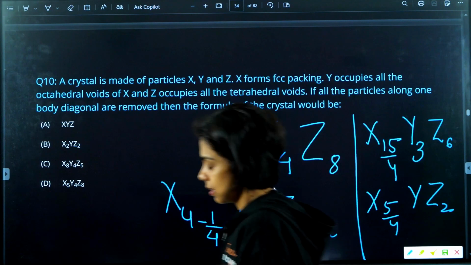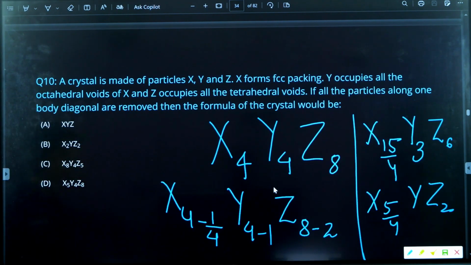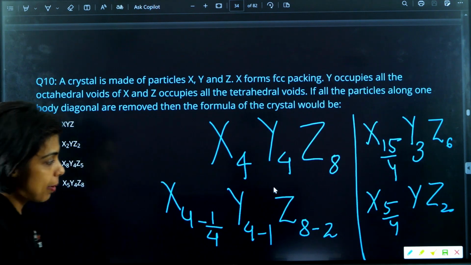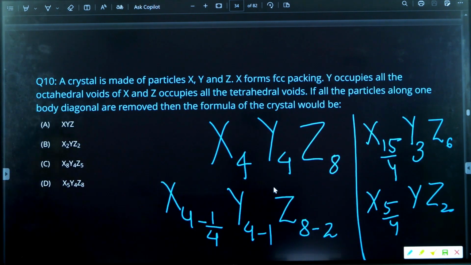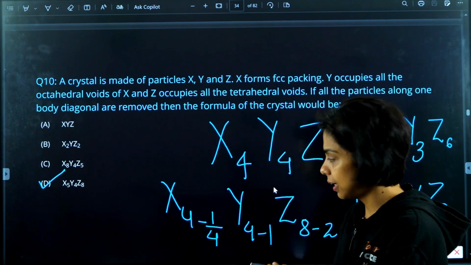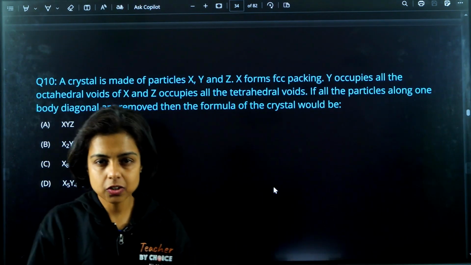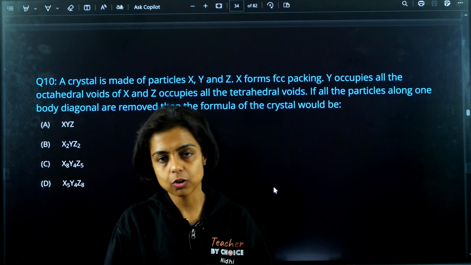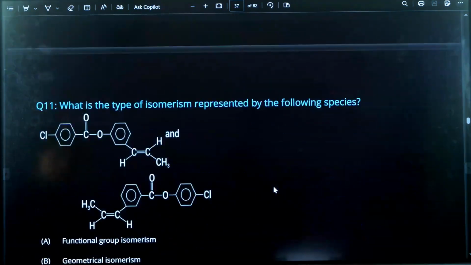And now please see how you can further simplify it. Multiply by 4, you get X5, Y4, Z8, right? X5, Y4, Z8. This should be the final answer. The answer has to be D. Please check. Solid state question, easy question. You should know the locations of tetrahedral and octahedral voids in an FCC unit cell, right? Pretty simple, I will say, if you have done solid state. So the answer was D.